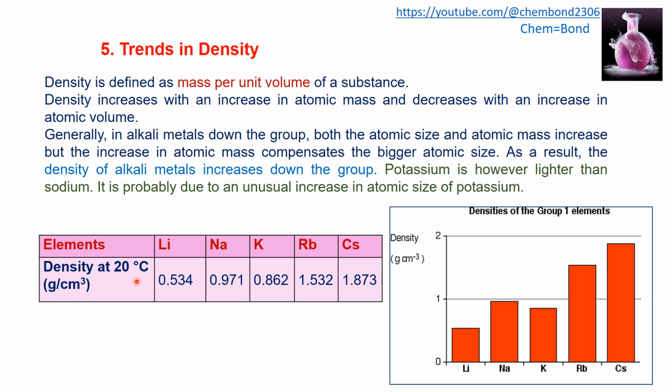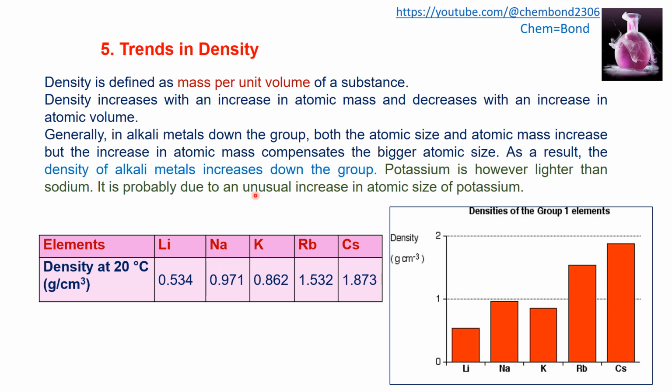Also, density is measured at 20 degrees C in terms of gram per cm cubed. 0.534 for lithium, 0.971 for sodium, 0.862 for potassium, 1.532 and 1.873 for rubidium and cesium. If we look at these values, density will increase as we move from lithium to cesium, except at the point of potassium. Potassium will have lower density as compared to sodium.